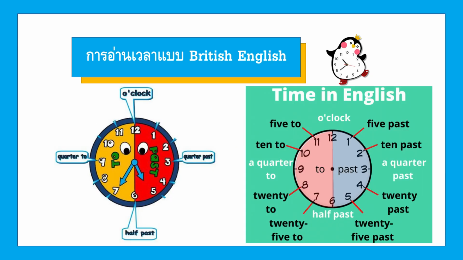And this is the principle of reading time in British English. If the minute hand aligns with the number 12 or 60 minutes, we read o'clock. If the minute hand points to 3 or 15 minutes, we say quarter past. If the minute hand points to 6 or 30 minutes, we say half past. If the minute hand points to 9 or 45 minutes, it is pronounced quarter to.